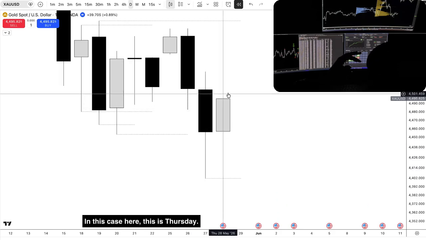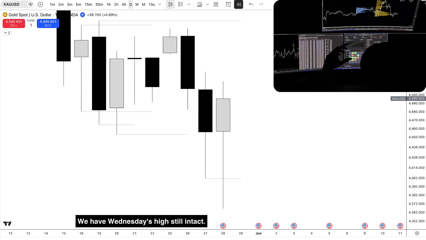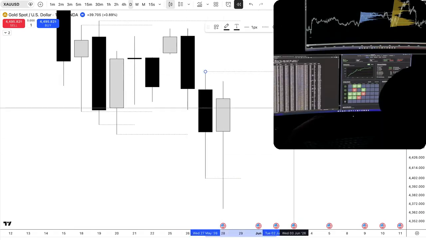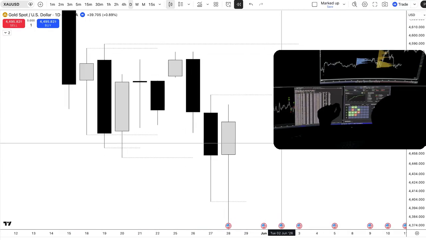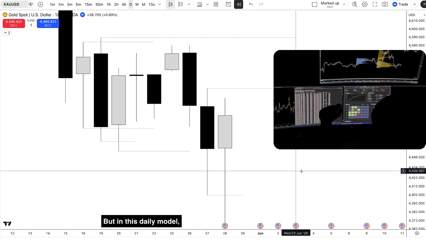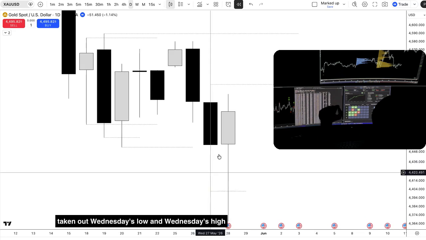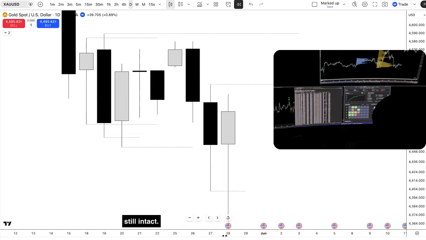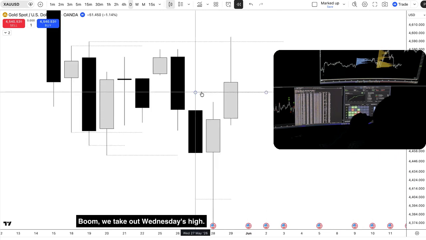In this case here, this is Thursday. Thursday spikes out Wednesday's low. We have Wednesday's high still intact. Of course, we have the possibility of maybe even running for highs up here. But in this daily example, we have the low getting taken out, Wednesday's low, and Wednesday's high still intact. Next candle comes in. Boom, we take out Wednesday's high.